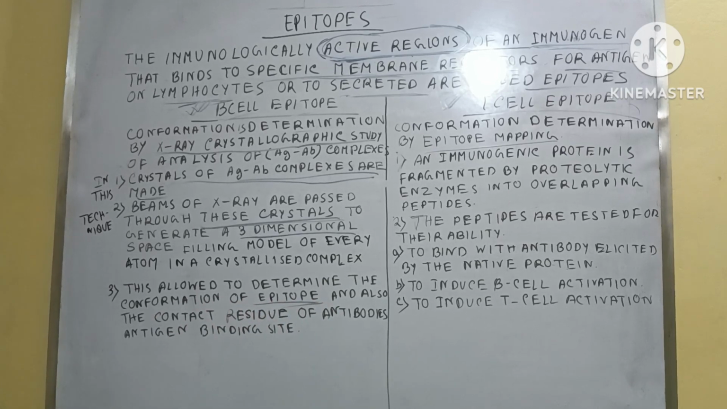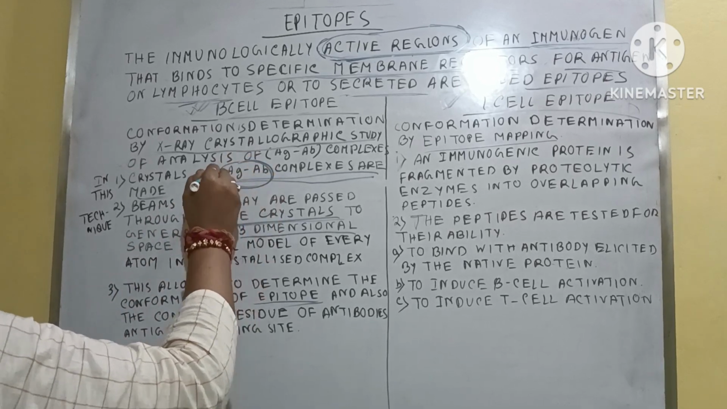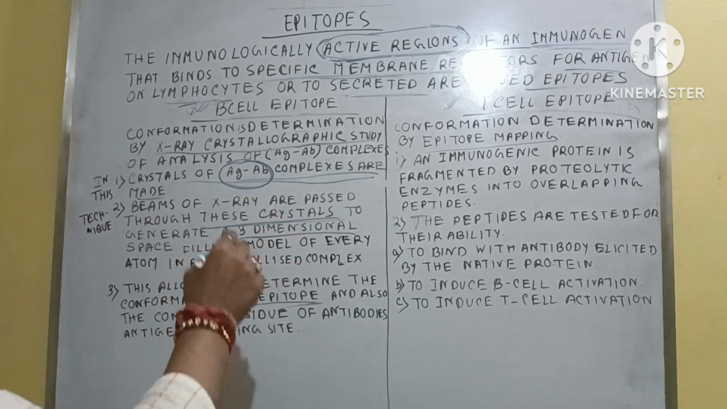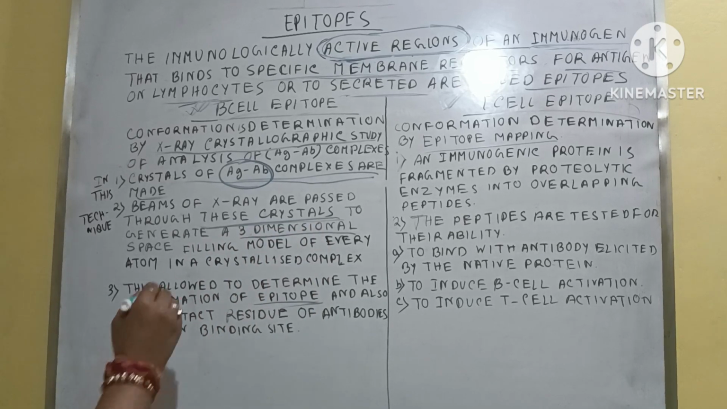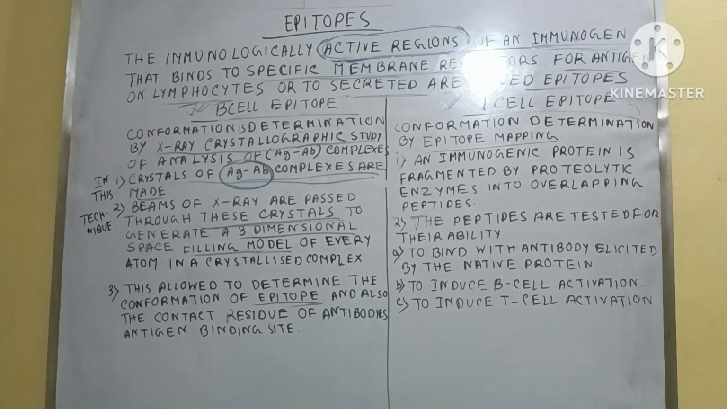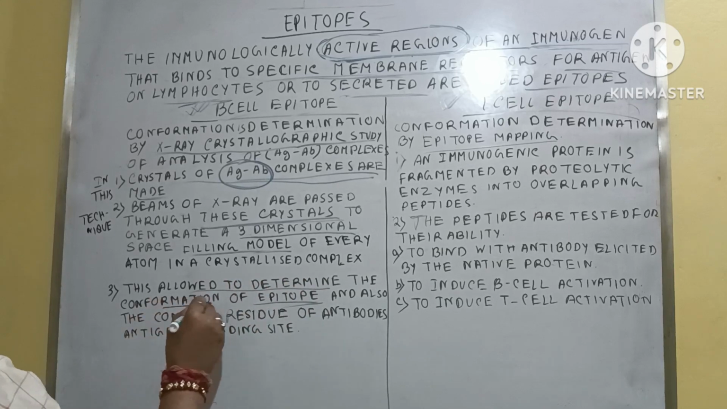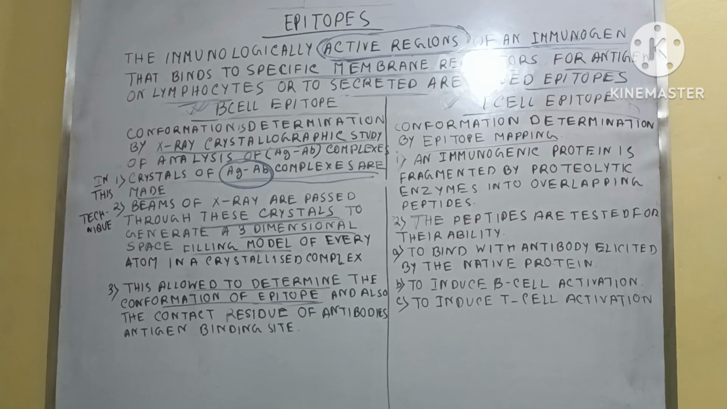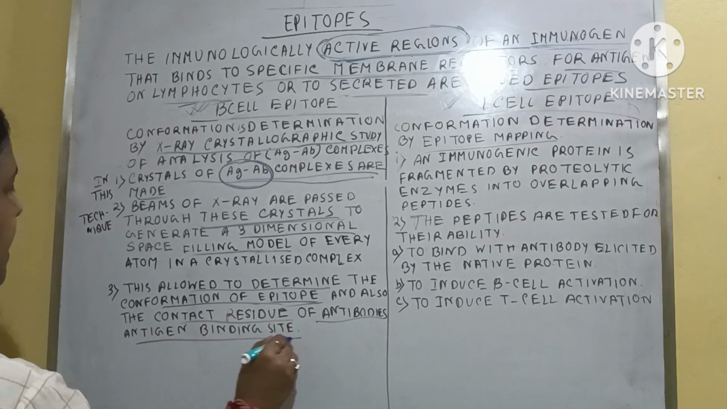So first, the crystal of the antigen-antibody complex must be formed. Then X-rays are passed through the antigen-antibody complex in crystal form. That generates a three-dimensional model, obviously. And third, this helps to determine the conformation of the epitope, by which we can easily get the actual conformation of the epitopes, or the contact residues of the antibody's antigen binding site.